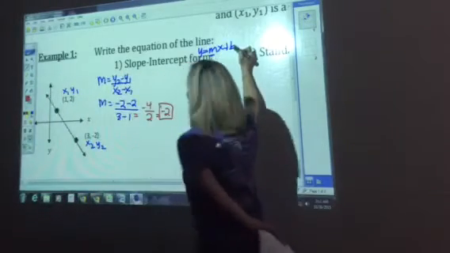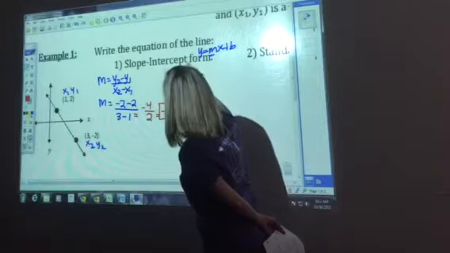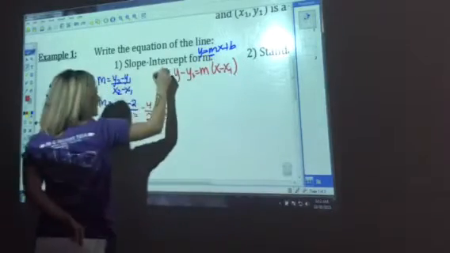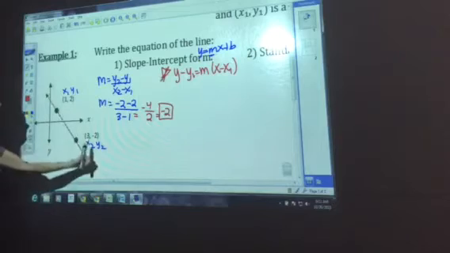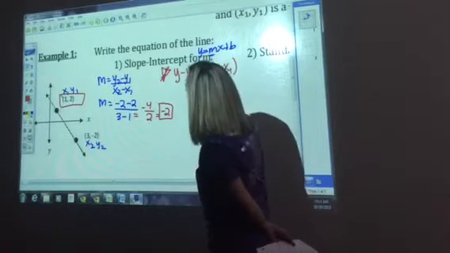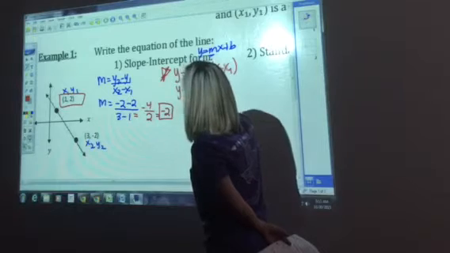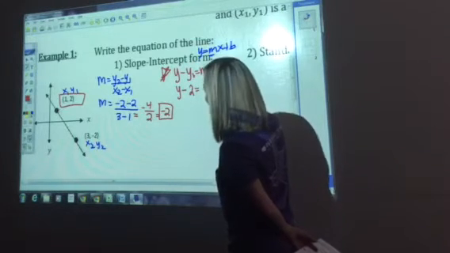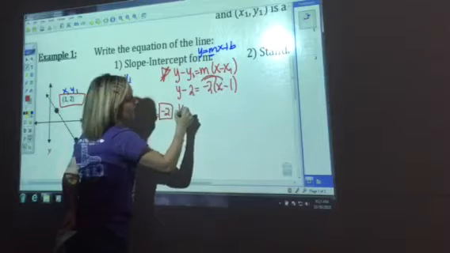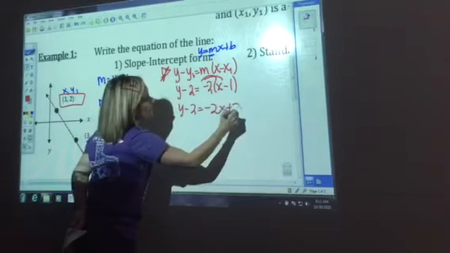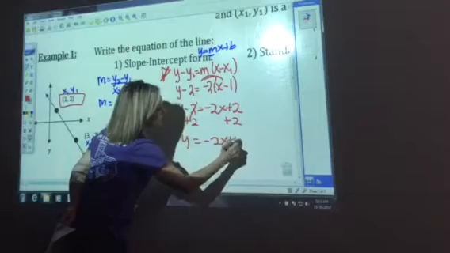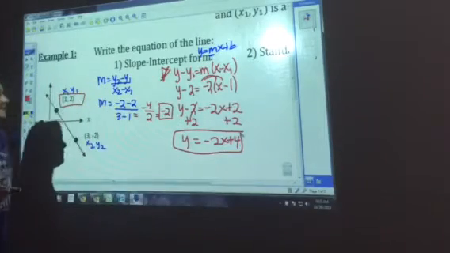In order to get it in y equals mx plus b, I don't know what the y-intercept is, so I'm going to start with my point slope: y minus y1 equals m times x minus x1. This is always where you're going to start. I can choose either one of my points. It doesn't matter. I usually pick the smaller values. So we have y minus 2 is equal to my slope, negative 2, times x minus 1, with 1 coming from my x value over here. When I distribute, I get y minus 2 is equal to negative 2x plus 2. I add 2 to move it over, and so I have y equals negative 2x plus 4. Here it is in my slope-intercept form.